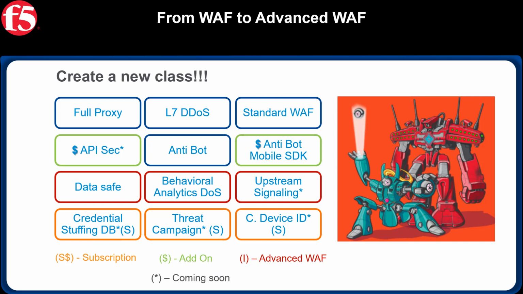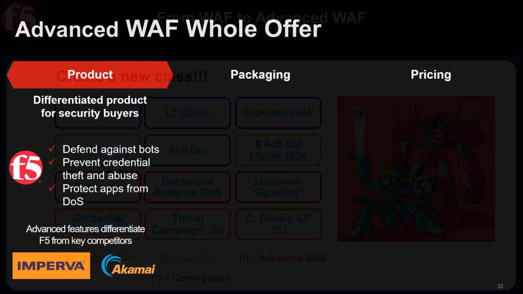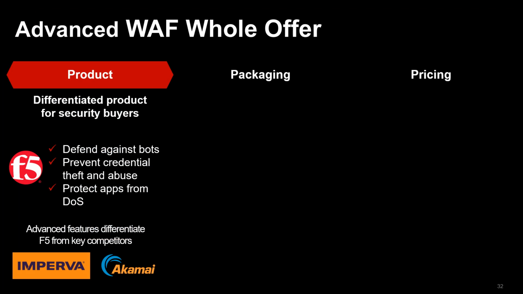DataSafe, behavioral analytics, denial of service, and upstream signaling are features which are integrated standard with the product. The three threat campaigns, the credential stuffing database, and central device ID, the three intelligence subscriptions, are of course subscriptions and can be added to the product. So if you look at all these new features, you might say we now have a product that is really differentiated if you compare it to other web application firewalls in the market.